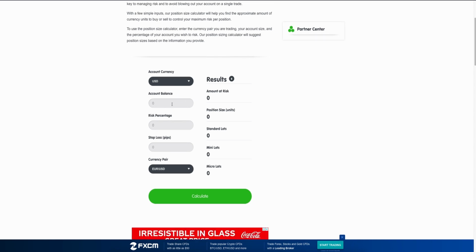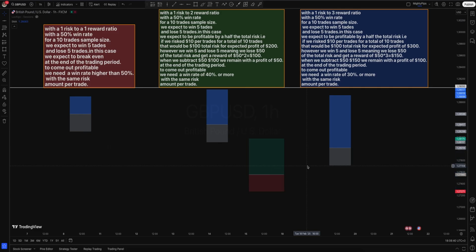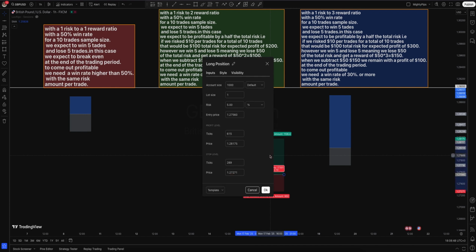For example, here we can put $1,000. Let's use $1,000 as an example. Now, determine how much you are going to risk for any trade you're going to take. For example, here, you're going to risk 5%. Say you have a 1 to 2 risk to reward ratio. Just click on that like this, and then you see your stop level. You see stop level, and you see the word ticks.